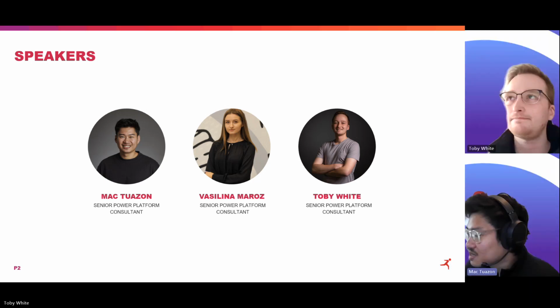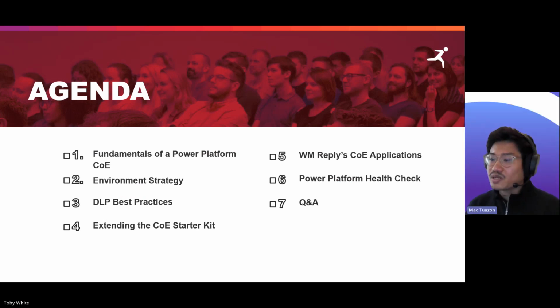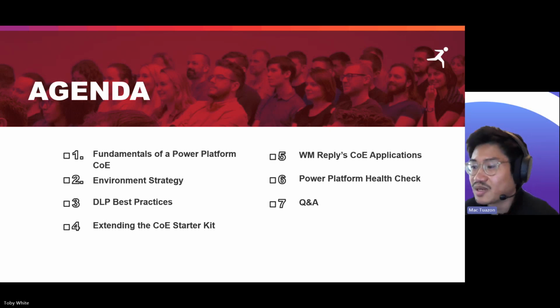Cool. Thanks, guys. So in terms of the agenda, in the next 45 minutes or so, we will cover the following. Firstly, fundamentals of the Power Platform COE, really just understanding the justifications of creating a COE, breaking down the benefits for your organization, and understanding what the different components of the COE starter kit are. Secondly, we'll be looking at establishing an environment strategy. What are the key steps? Actually, establishing an environment strategy is probably the most important step that you need to start with. And we'll go into a bit more detail around that.